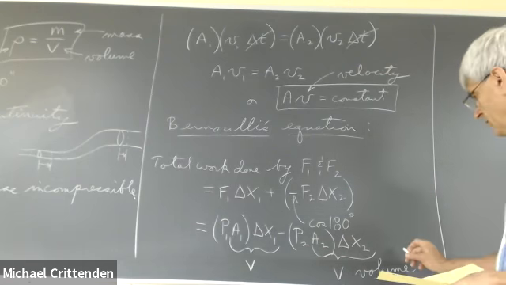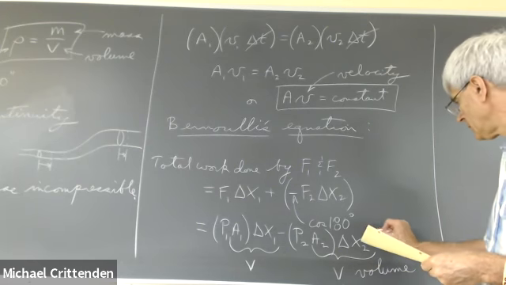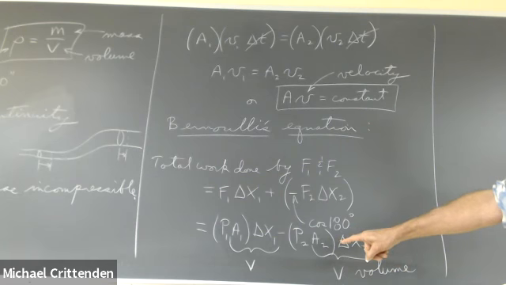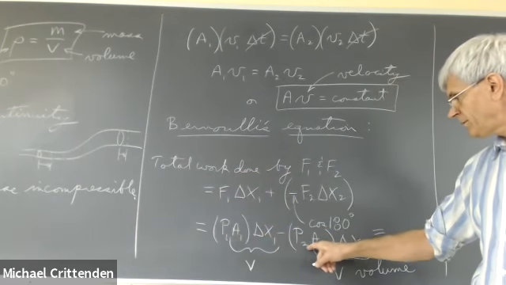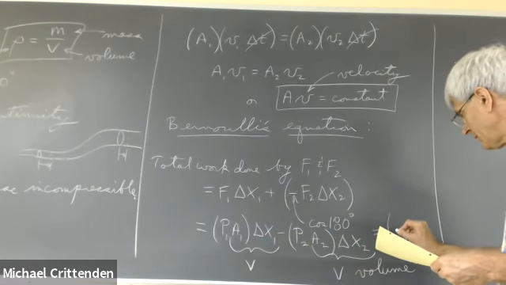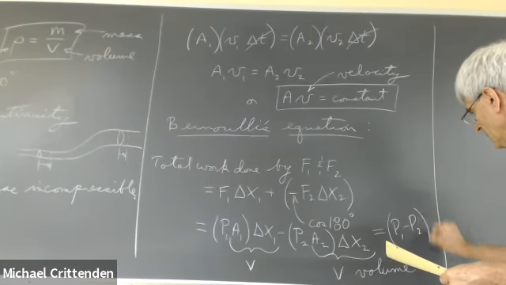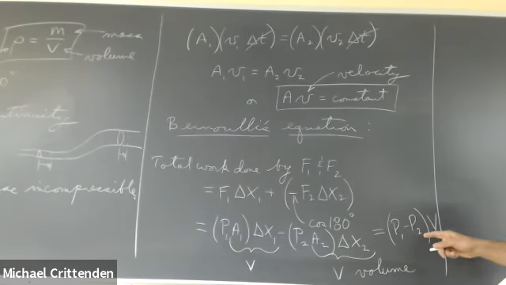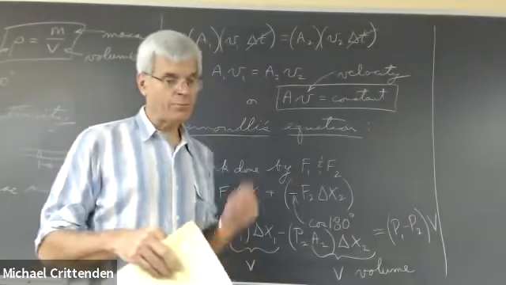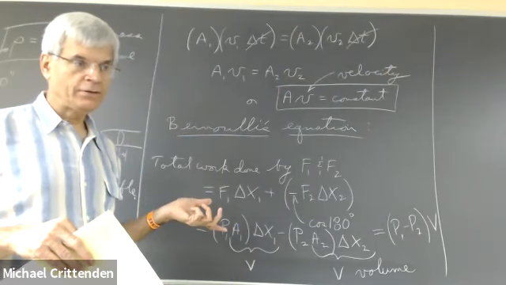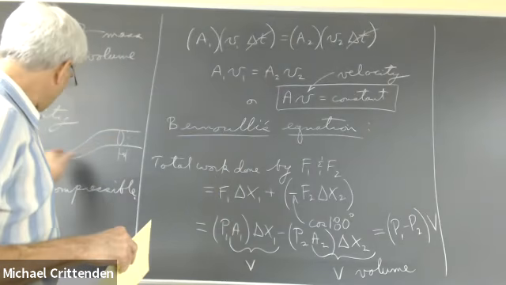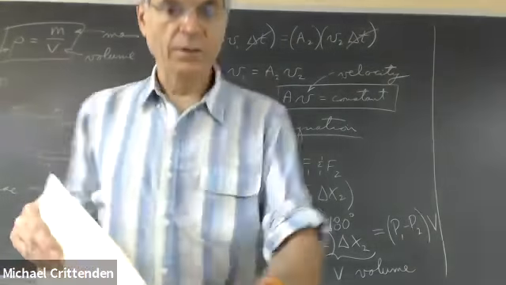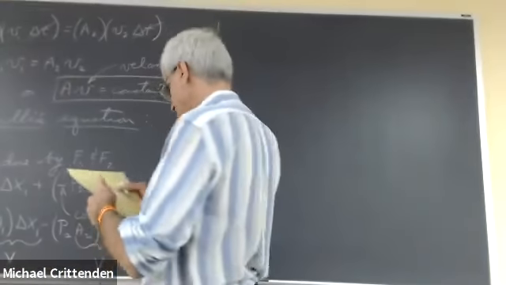So, if I can squeeze this in on the edge, we have a common factor of V. The work would be P1 minus P2, if I factor out the V. The difference in pressure between point 1 and point 2 times the volume of my little chunks of water, that's the work done. So, having decided that, let's write down the work energy theorem.